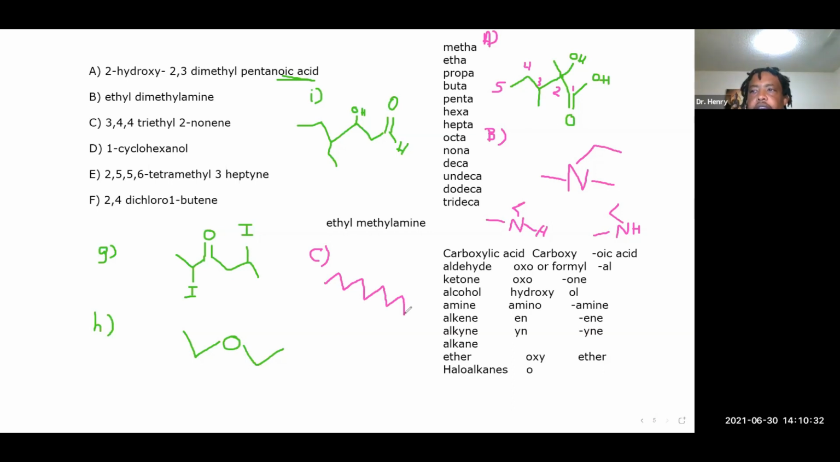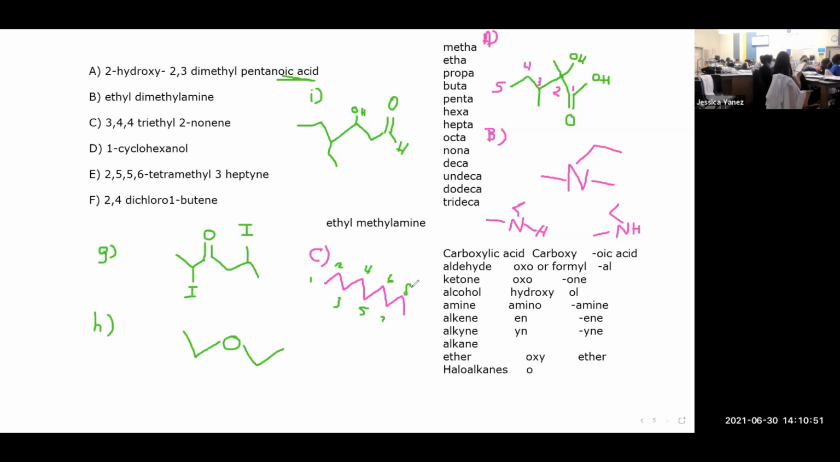And what do we have on the second carbon? We have a double bond. So let's put some numbers here to help me figure things out. That's 1, 2, 3, 4. That's 5, 6, 7, 8, 9. Okay, so you said double bond, second carbon.